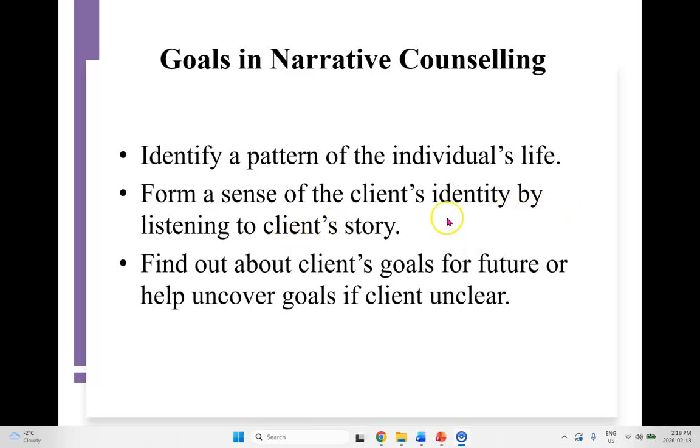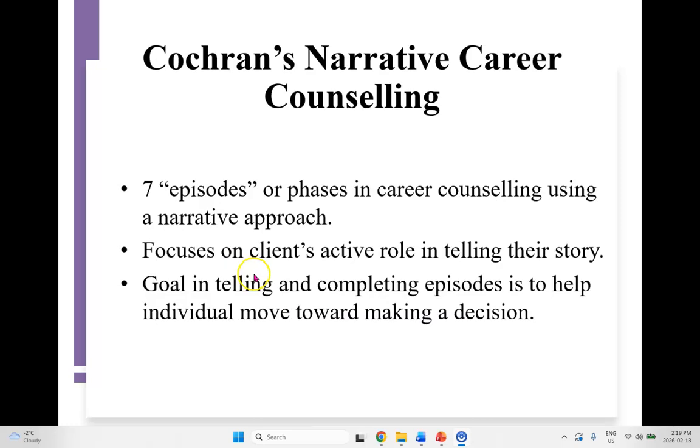So the goals in narrative counseling are to identify a pattern of the individual's life, really their working life, their career development, to help form a sense of the client's identity by listening to their story, what's important to them, thinking again about that concept of salience from Super's model. What seems to be salient to this client? What do they emphasize about the work that they've done that seems to be important to them? And of course, a goal is to find out about the client's goals for the future or help uncover some goals if the client is unclear.